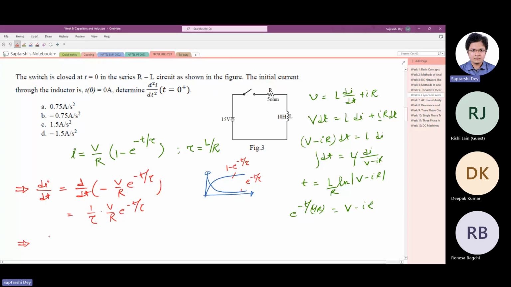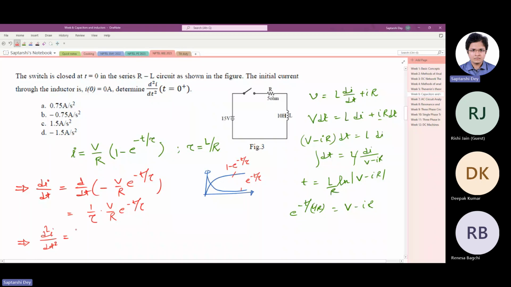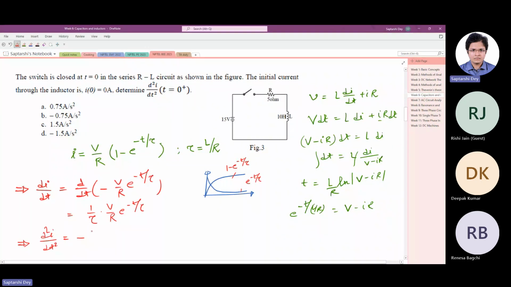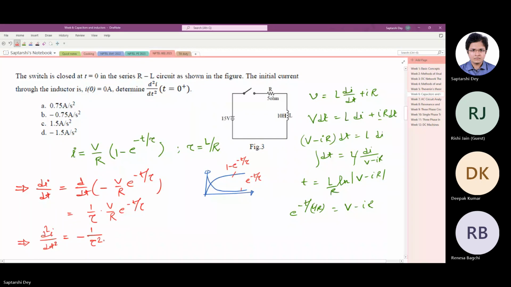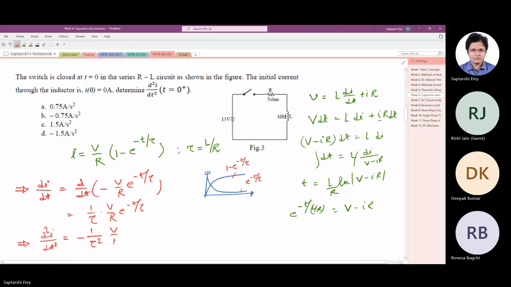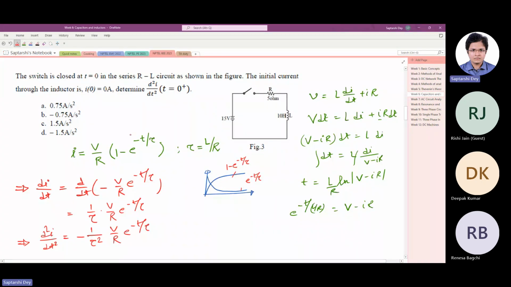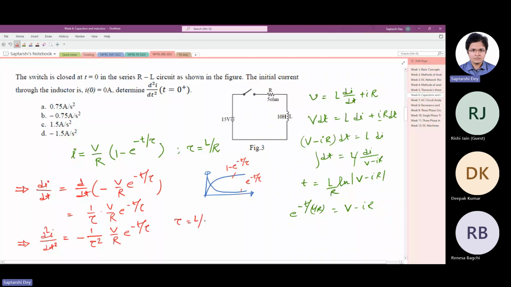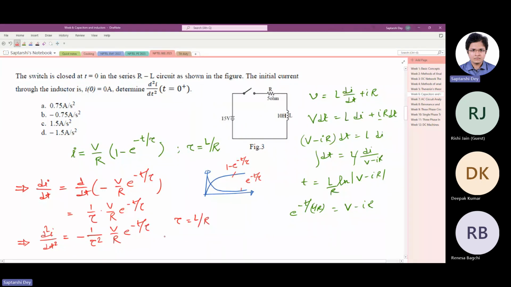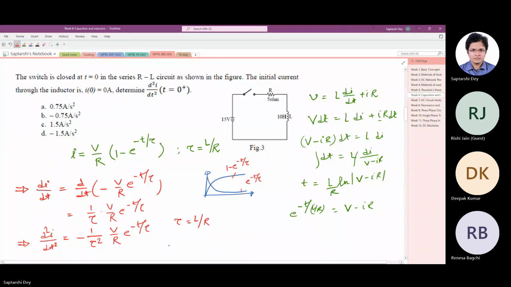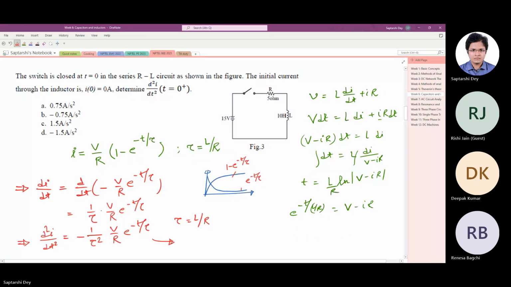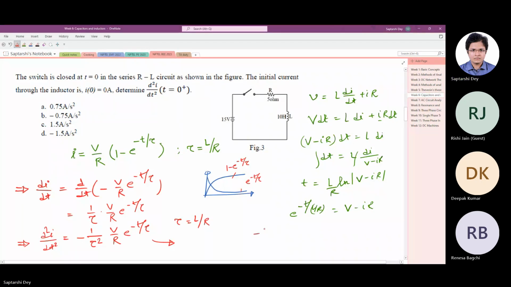Now once again, if you differentiate, again you will get 1 by tau coming out, so this will be 1 by tau squared V by R e to the power minus t by tau. Everything is given here. Tau, as I said, is L by R. Can you do this and tell me what is the final value? Just find out minus R squared.